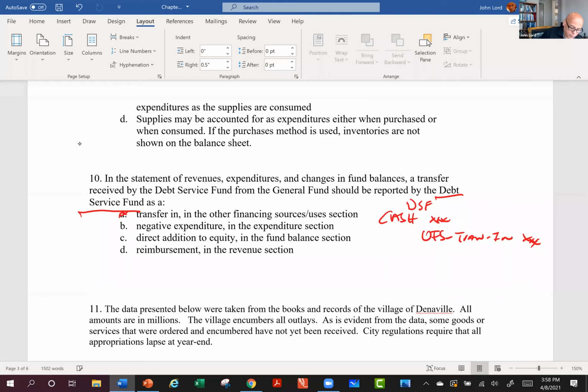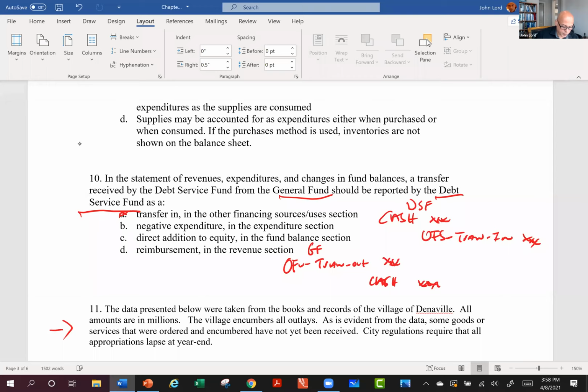What about the general fund? Assuming the general fund's the one that's sending it, what are they going to do? They're going to have an other financing uses, transfer out. Good. OFU. Source? No, it's a use. Okay. Transfer out. There's only one other financing use, it's transfer out. And they'll, of course, credit the cash, right? You got it.